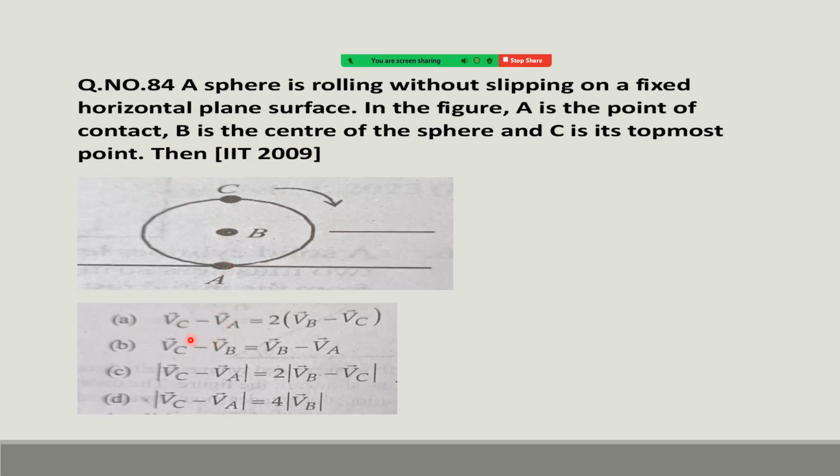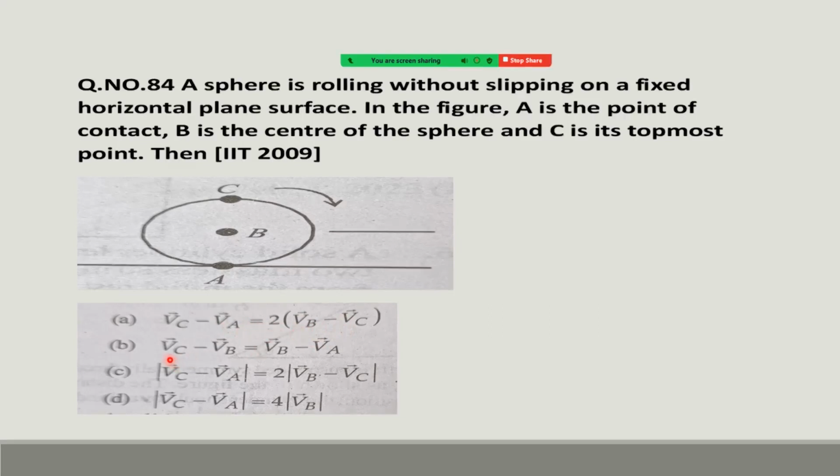Let's see the first option. VC minus VA means 2VCM minus 0, so this is 2VCM, equal to VB. VB means VCM, VC means 2VCM. That means this is not a correct one. Cross check once: VC minus VA is 2VCM, direction to the right side. VB minus VC will be minus VCM, into 2. Here the direction is not the same. Modulus values are matching, but direction is not matching.